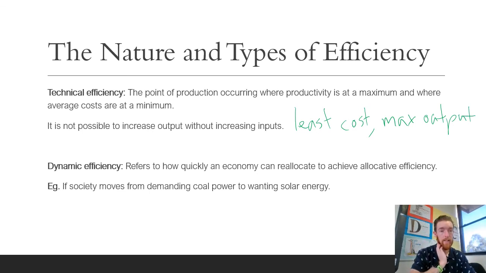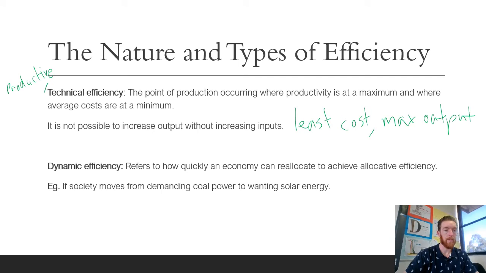Also sometimes known as productive efficiency. So those two words are interchangeable. I mean, it's called either, so be aware of that. But this is where it's not possible to increase production without increasing inputs. So you're doing things as efficiently as possible.